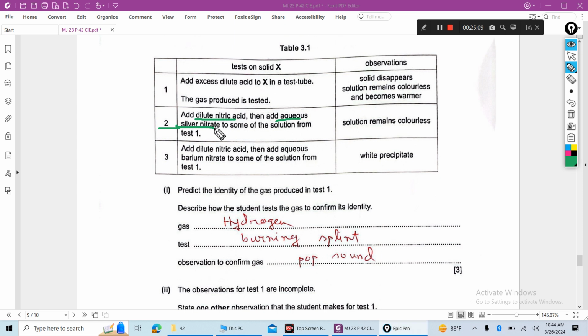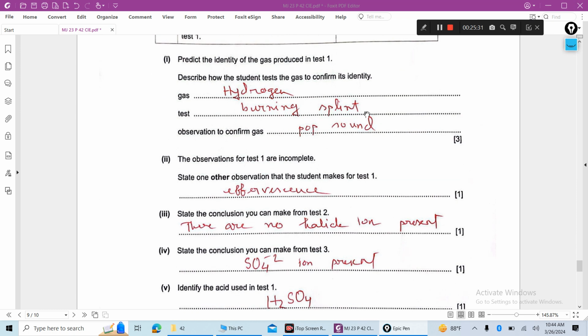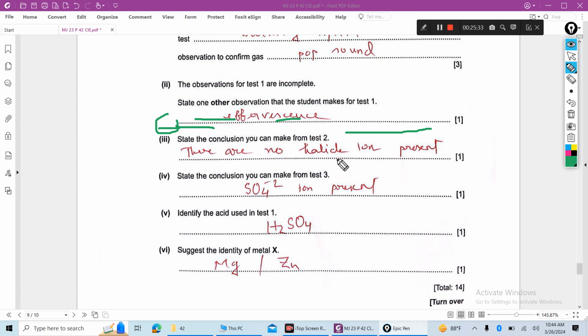You know, nitric acid and silver nitrate are used to test halide ions: chloride, bromide, iodide ion. So the solution remains colorless. No precipitate is formed. The solution remaining colorless means there is no chloride, bromide, iodide ion present. The test 2 conclusion is halide ion absent. Now in your result you write there are no halide ions present.